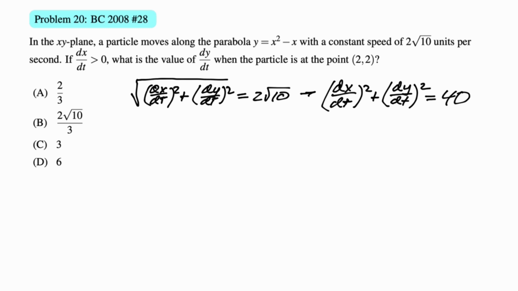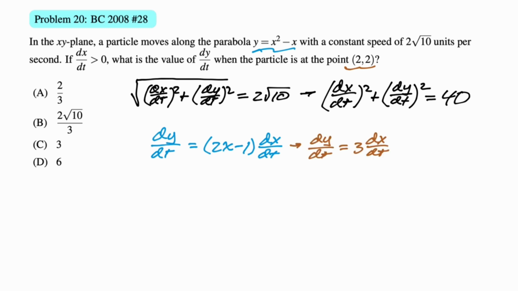Now, we can also go to y equals x squared minus x, and we can actually use implicit differentiation on this, or think of it like related rates, right? So take the derivative with respect to t of both sides of y equals x squared minus x. We get dy dt is equal to the quantity 2x minus 1 dx dt. This is important because we actually know the speed is constant, and we're interested in the point when x is 2 and y is 2, right? So we're interested in that point. So we can plug in 2 for x, and it gives us this relationship that dy dt is just 3 dx dt.